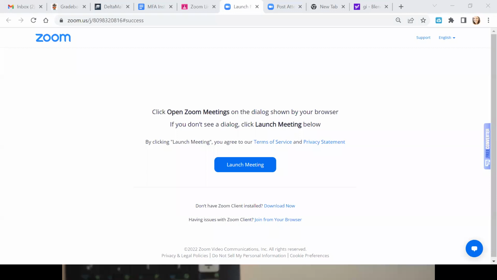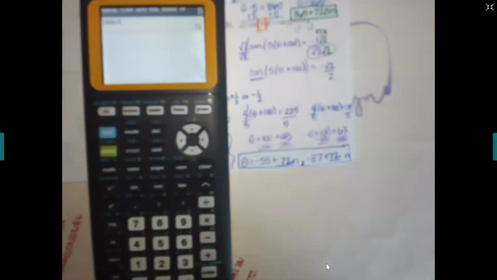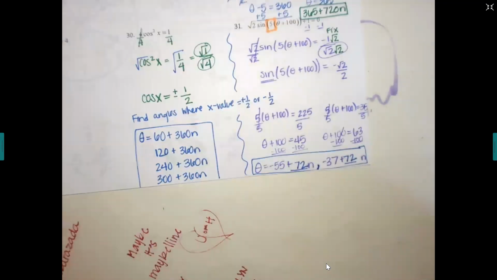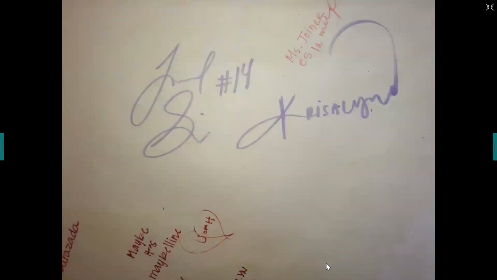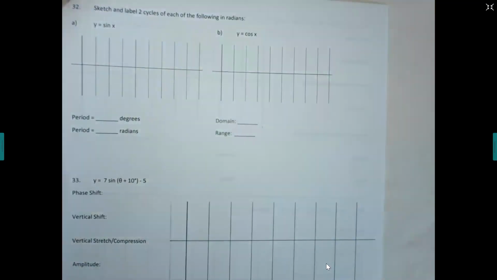All right, guys, we are working through the second half of the review. So go ahead and pick up with me, please, on our graphs of sine and cosine. Up there at the top, it says to sketch the parent functions for sine and cosine.